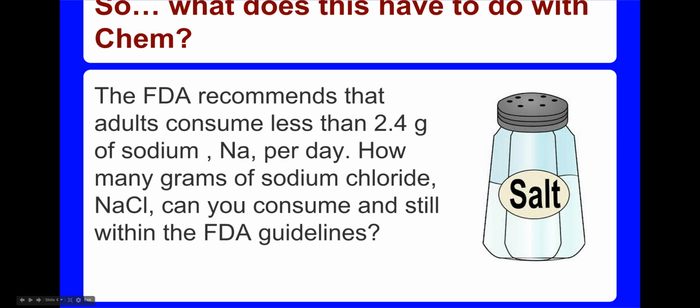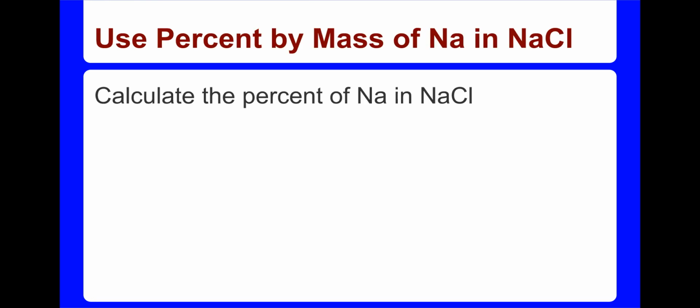So what does this have to do with chemistry anyway? For example, consider the problem. The FDA recommends that adults consume less than 2.4 grams of sodium a day. How many grams of sodium chloride can you consume and still be within the FDA guidelines? Well, we have to go back to our previous homework where we used percent by mass of sodium in sodium chloride, and we will need to review how to calculate the percent of sodium in sodium chloride.